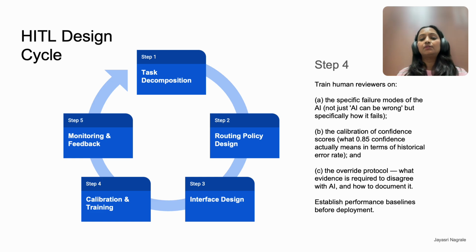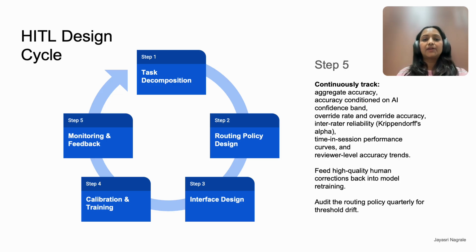We will also train them on the override protocol. So what to do if the AI is not correct and you want to override it, how can you do it efficiently and quickly? And we also make sure that most of the humans, or at least all of the humans in the loop, have taken this particular training. They know how to act, when to act, where to act, and act in the best way possible.